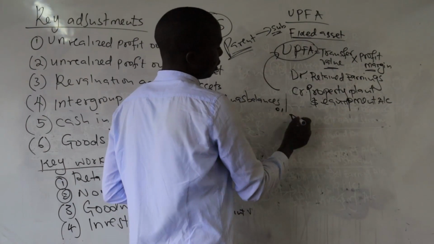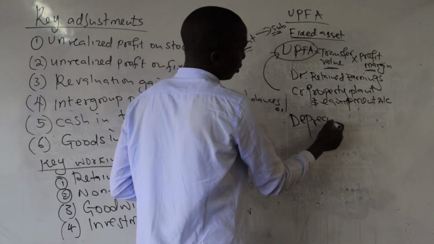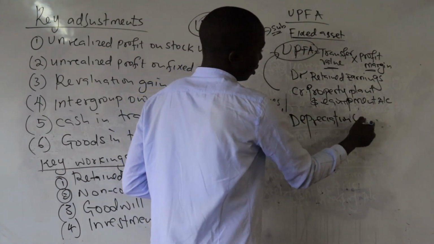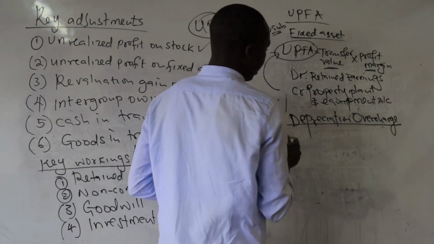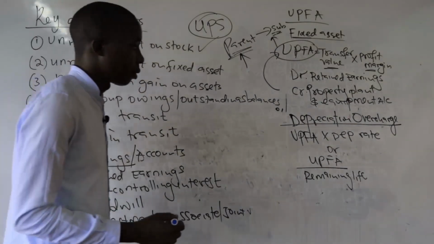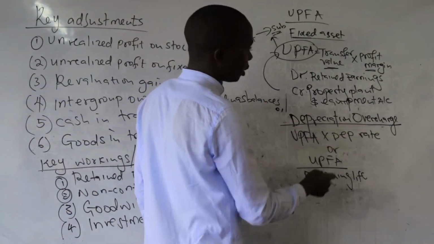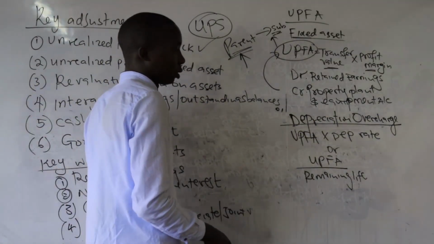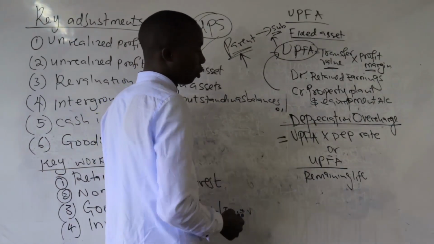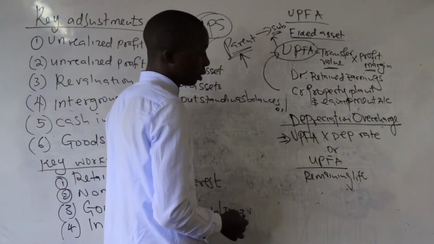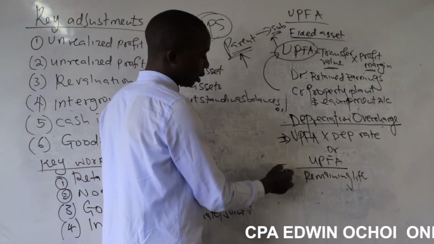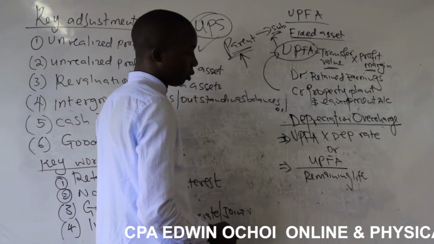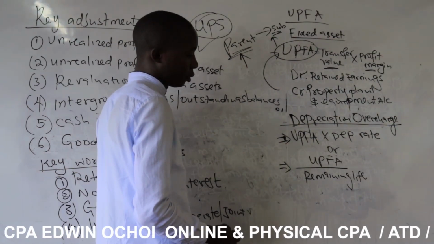there is something which we call depreciation overcharge, which will arise. The depreciation overcharge can be determined by taking the UPFA times the depreciation rate, or the UPFA divided by the remaining useful life.